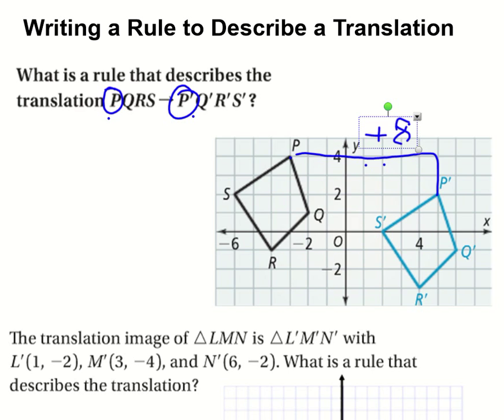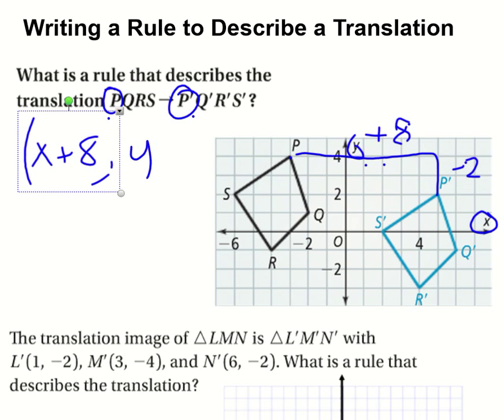And then to get to P prime, I still had to go in the vertical direction, down 2. Now, if you remember, x is horizontal and y is vertical, so that means that I'm taking the x and it horizontally moved 8, so I'm adding 8. And I'm taking the y, because that was the vertical value, and it went down 2, so I'm subtracting 2.